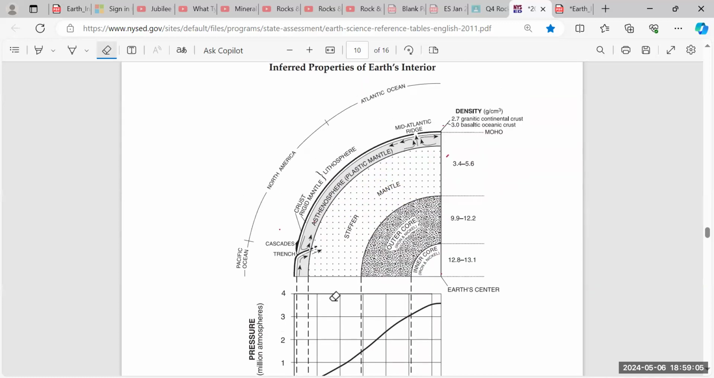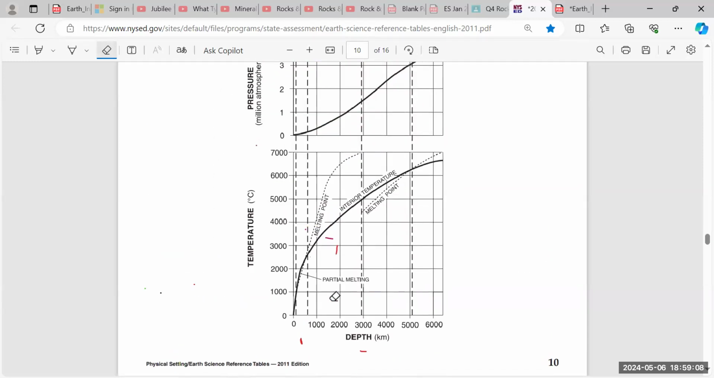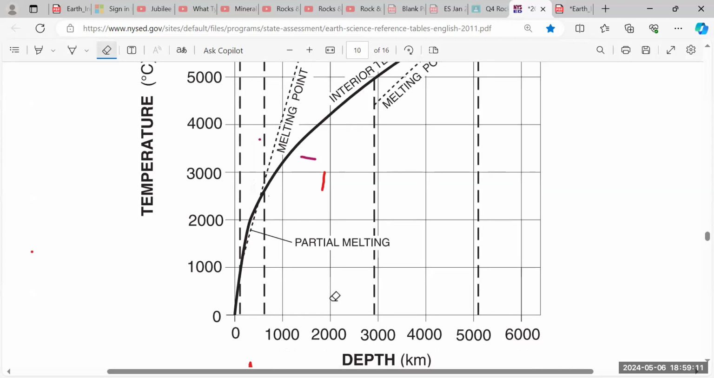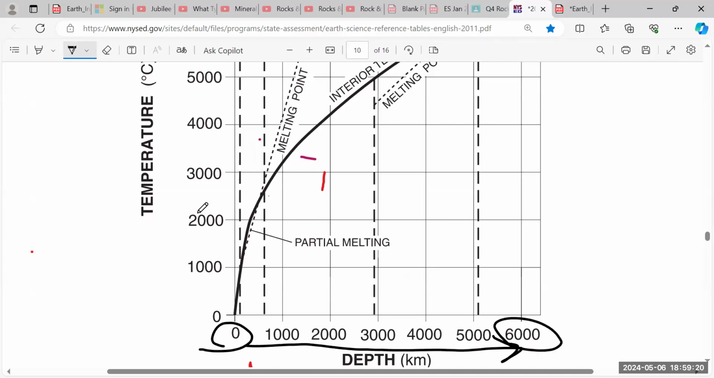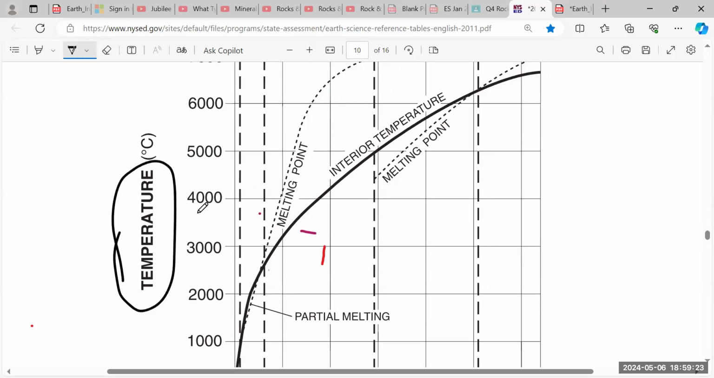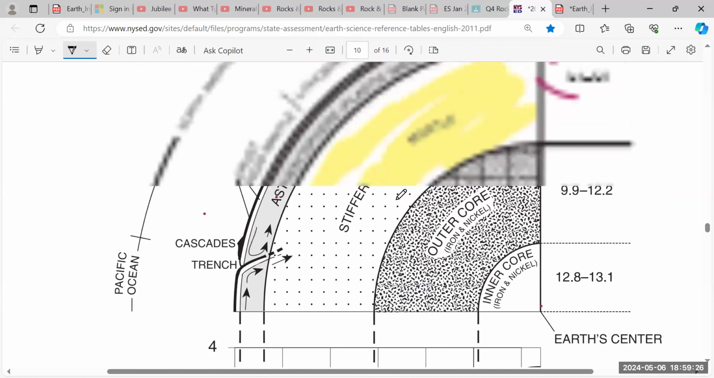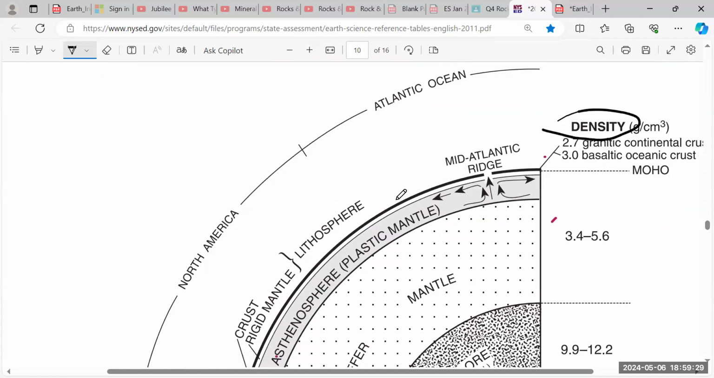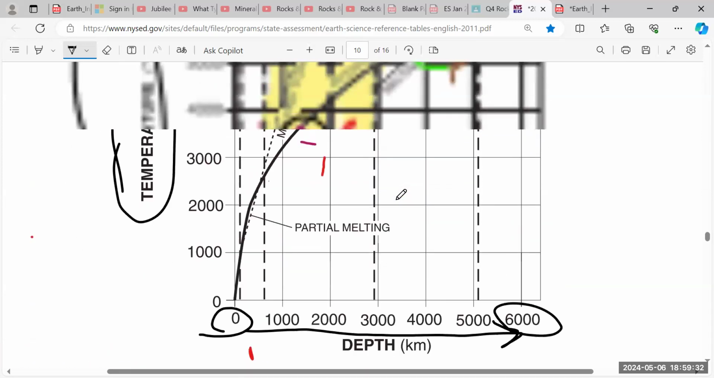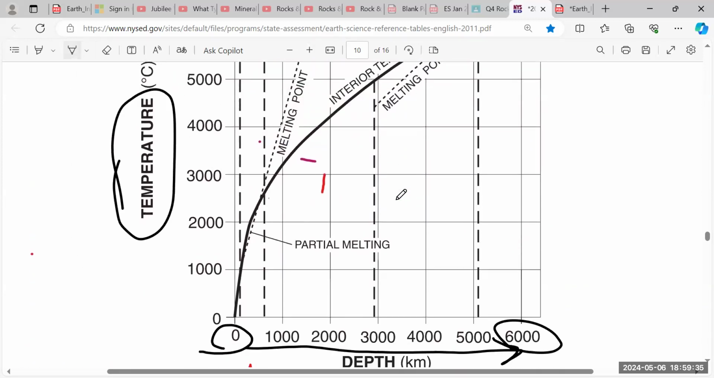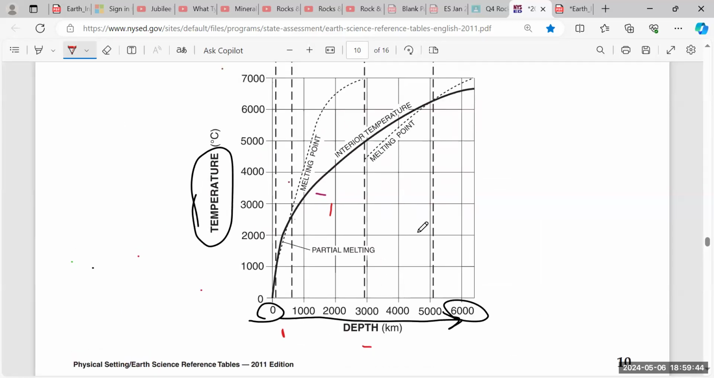Okay. So what they're saying is as the depth increases, as I go from a depth of zero all the way to 6,000, two things I need to know is what happens to my temperature and what happens to my density. All right. So number one, when I go from 0 to 6,000 of a depth, I'm looking at the interior temperature, and look what happens.